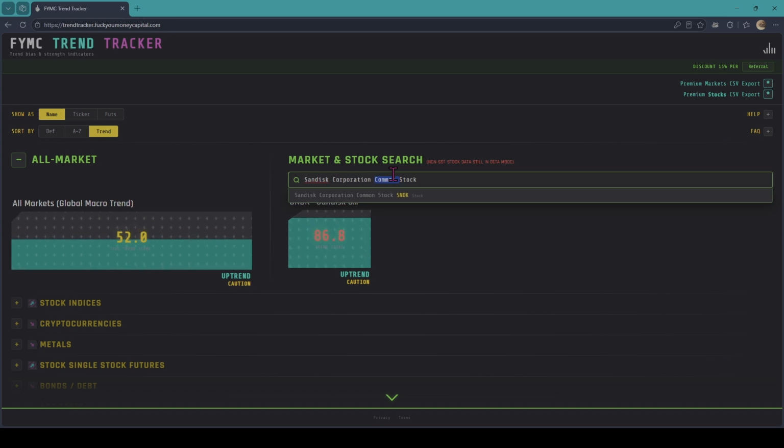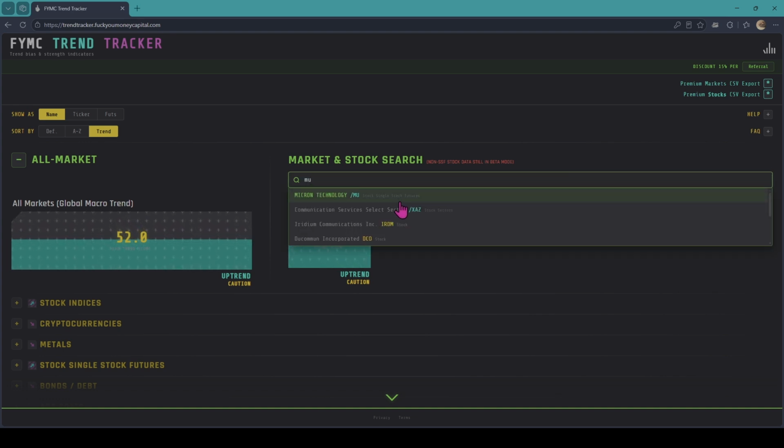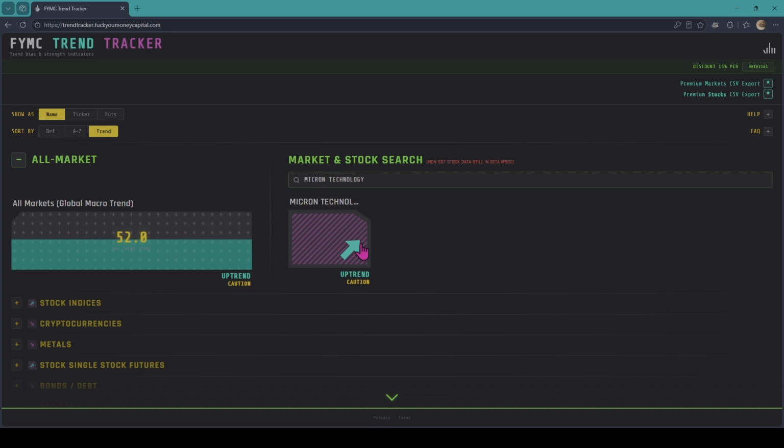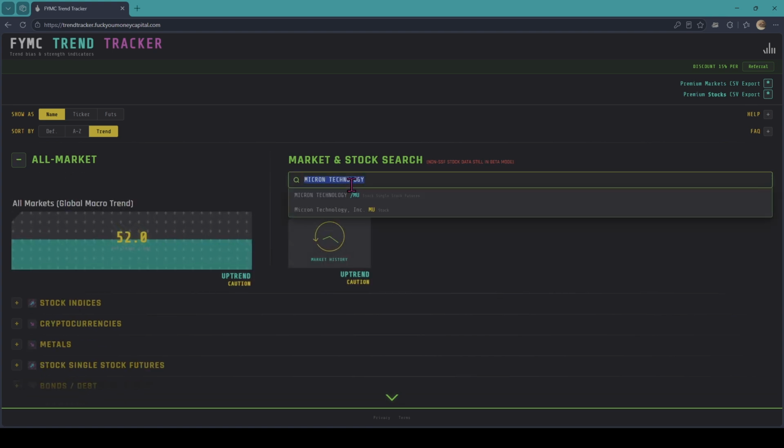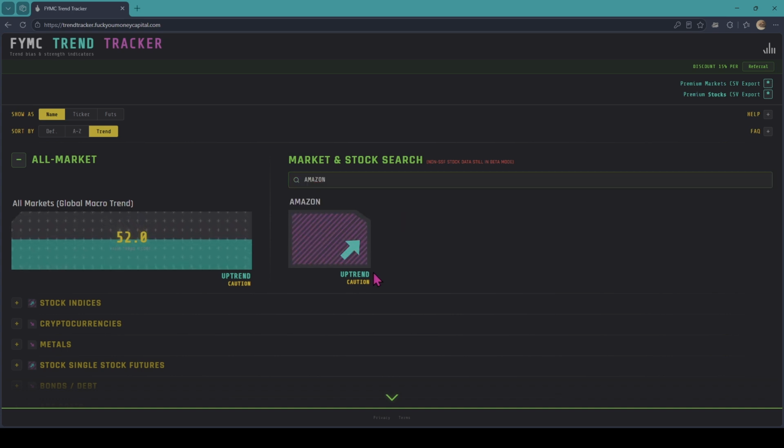Now, if we look at maybe a companion stock here, Micron. Micron does have futures, so you're going to see that trend score number is in yellow. If there is not a single stock futures market, if it's in a beta state, it's going to show up in red. You will see two entries. They're going to find the same data. So that's the gist of this page.